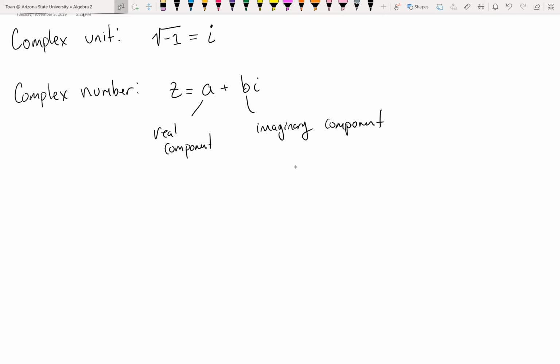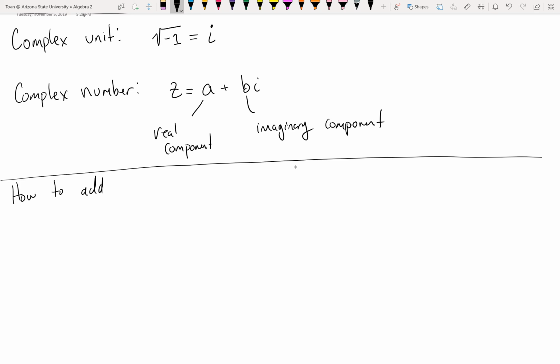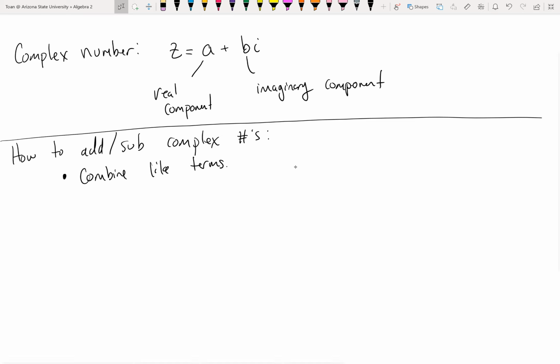So let's think, what can we do with regular numbers? Well, we can perform arithmetic operations on them: add, subtract, multiply, and divide. Let's break them down into each type. So, how to add or subtract complex numbers. The idea is to simply combine like terms. That's it. I wish I could make this more grandstanding and complicated, but it really isn't. To add and subtract complex numbers, you just combine like terms.